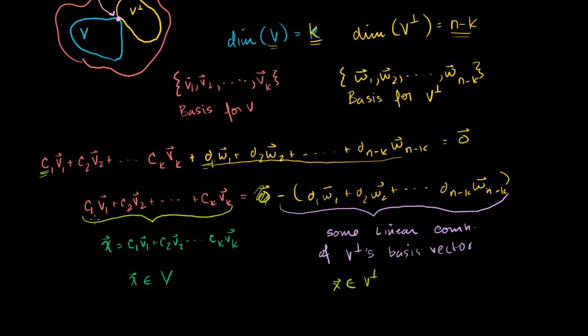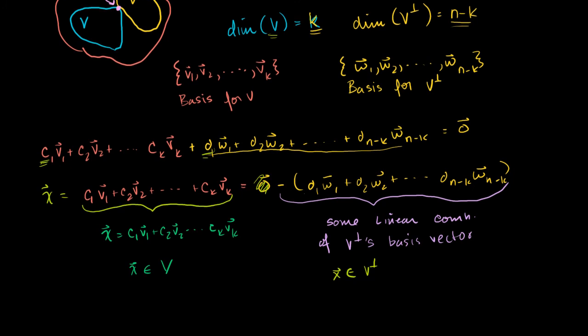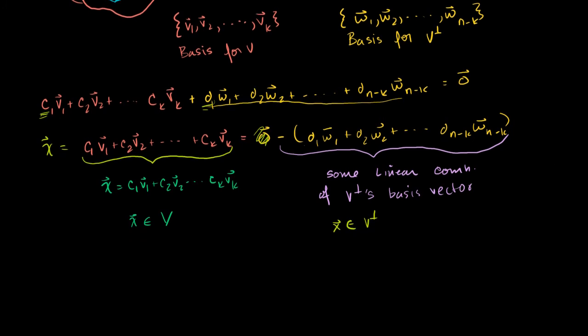So if I set x equal to this left-hand side, I can say that x is a member of V. Well, if x is equal to the left-hand side, it's also equal to the right-hand side. But the right-hand side is some linear combination of V perp's, the orthogonal complement of V's, basis vectors, which tells us that x is also a member of V perp. But what does that mean? That means that x must be equal to 0.